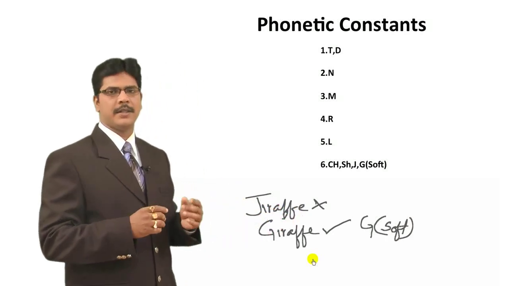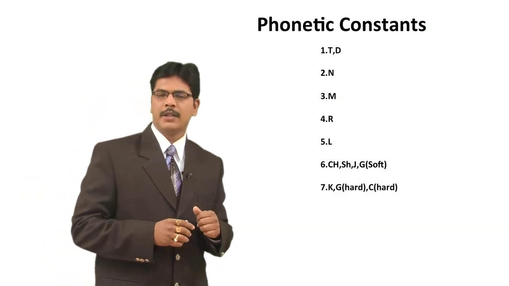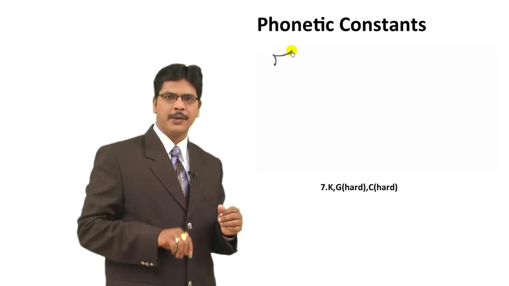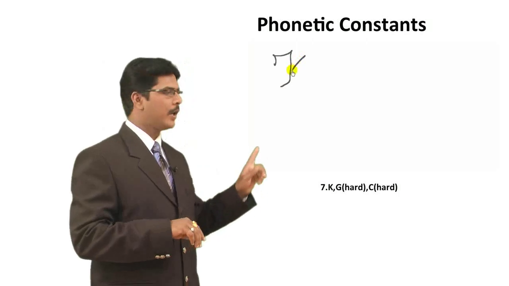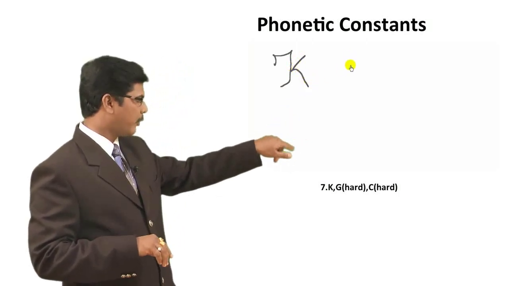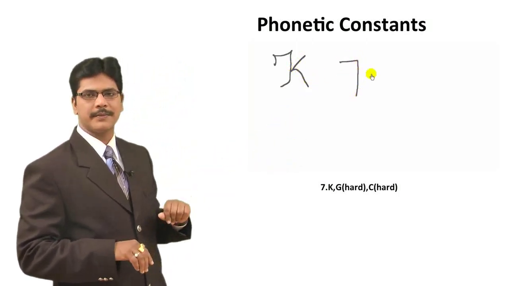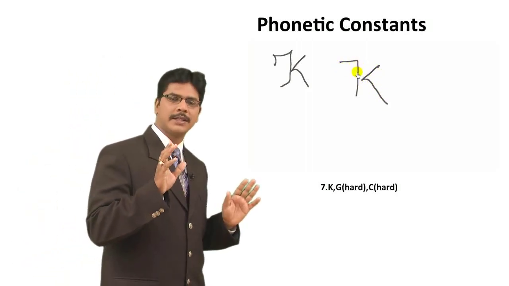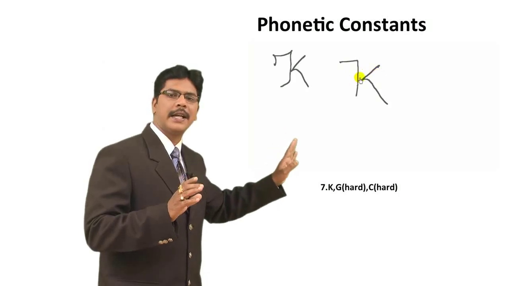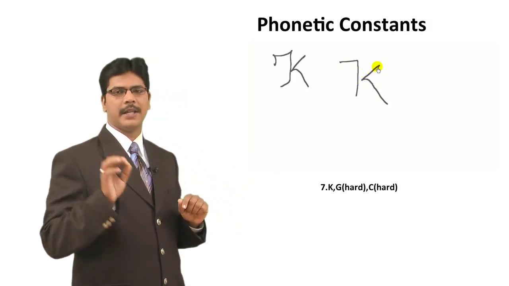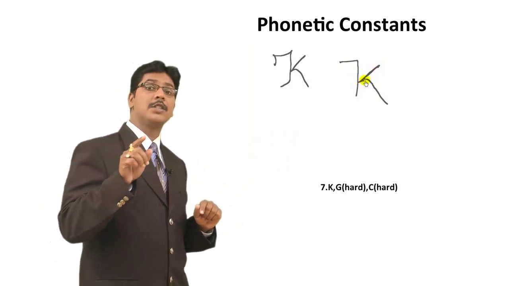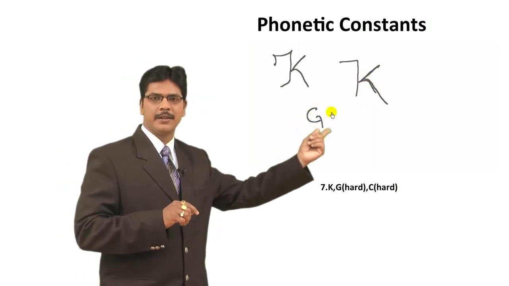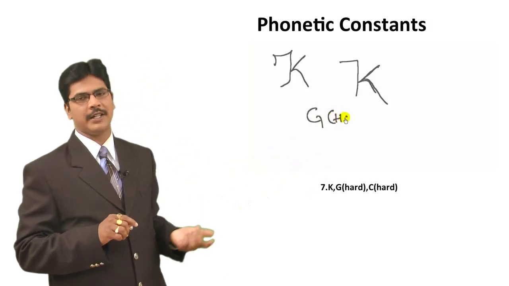Okay. Next, number 7. Now very simple. When you write cursive written K, you can see two 7s in that: one forward and one reverse. For that reason, number 7, we take it as K. For 7 it is K. And G. Now it's G hard. Previously it was G soft, right? So we use one more G here, then that should be G hard.